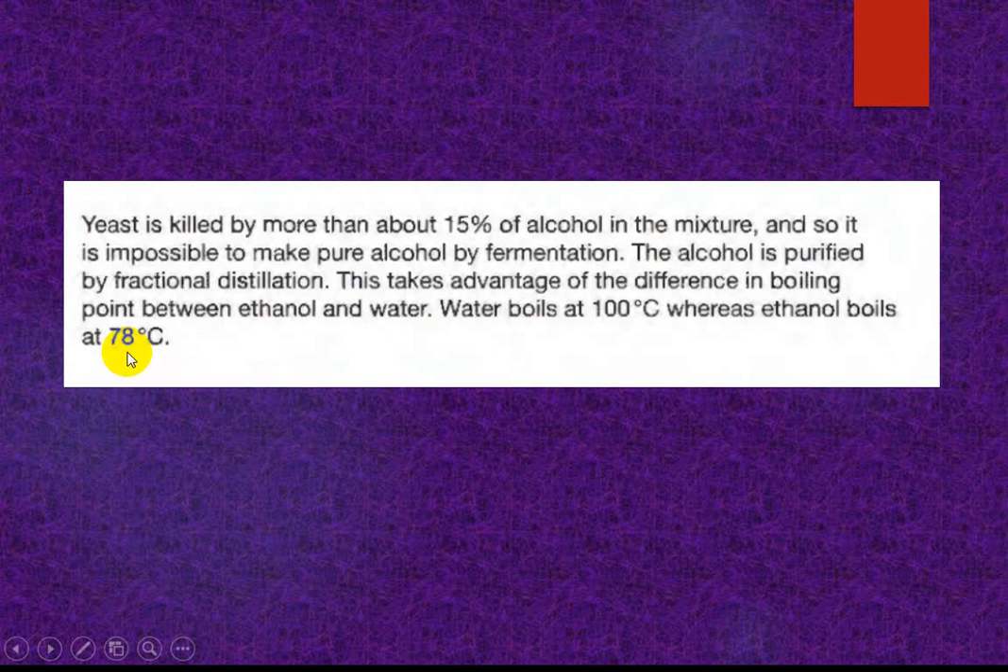Okay, which one will boil first? At 78 degrees Celsius ethanol will boil, and we collect ethanol at 78 degrees Celsius. Then we give more heat, then the water comes, and we can collect the water. This way we separate and purify the alcohol found from fermentation. We purify alcohol from fermentation by fractional distillation.